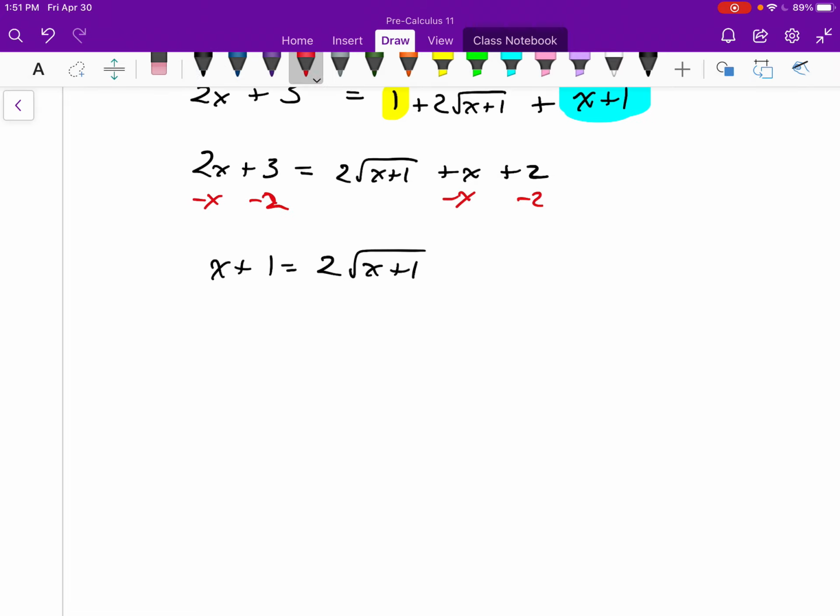But at this point, we got to square both sides again. The left-hand side, again, I have this binomial squared.